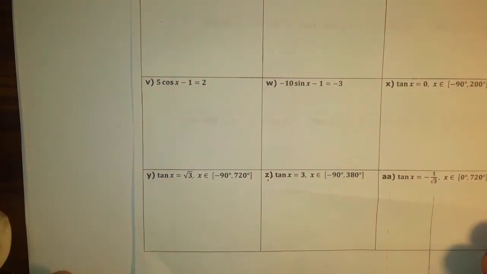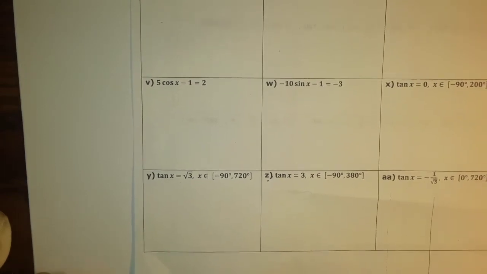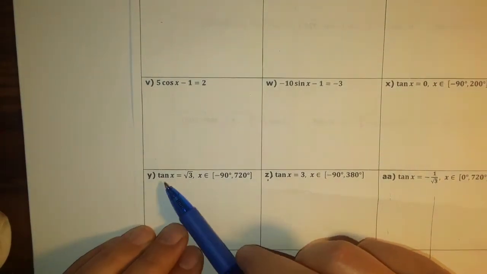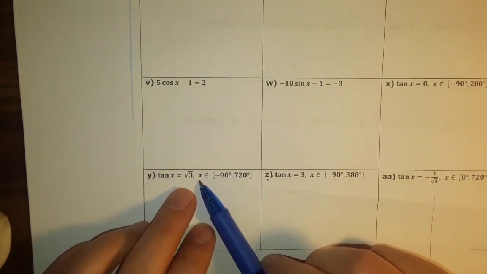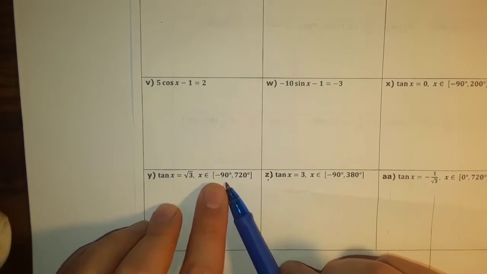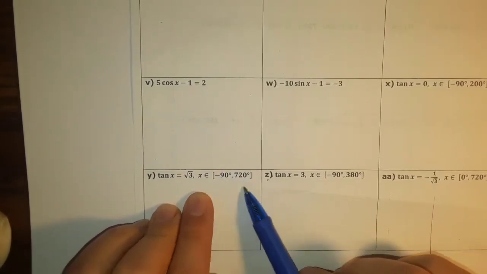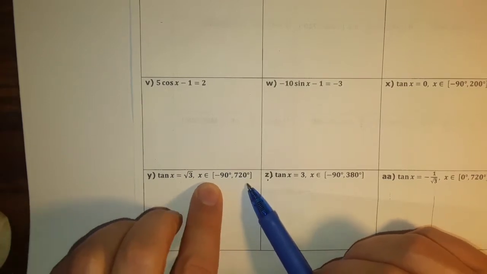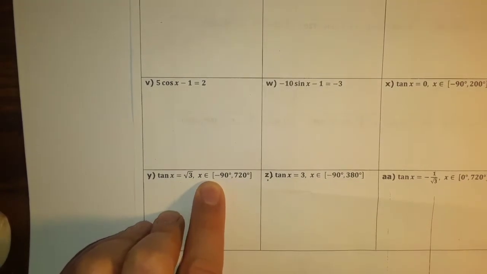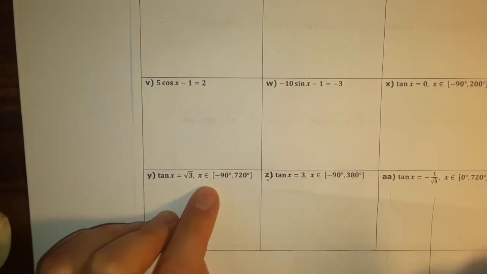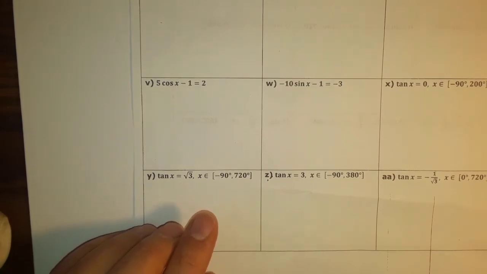Hi guys, we're back here to solve now tangent equations. So I'm going to solve this one here: tangent of x equals square root of 3 when we restrict the domain from negative 90 degrees to 720. If they tell us this domain restriction in degrees, that means that they want the answer also in degrees. So let's first understand what the tangent is and what it looks like.